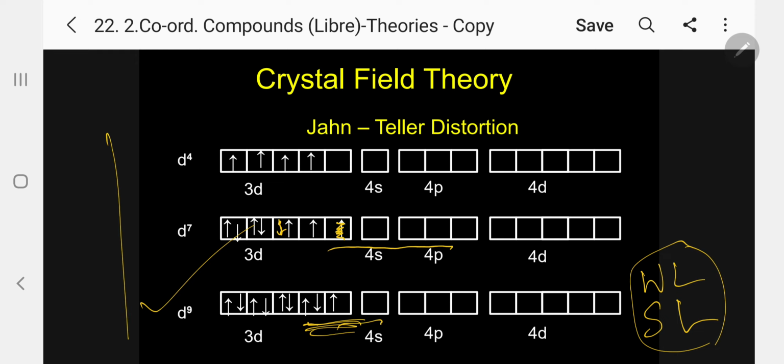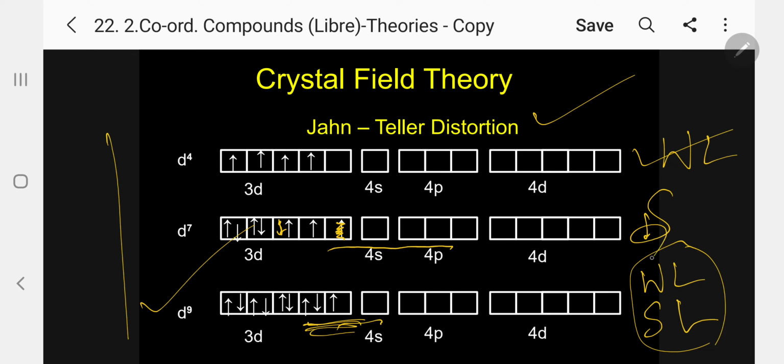Kindly follow. In the case of d4, according to Jahn-Teller distortion, please note, my dear students. Please note in your notebook. According to Jahn-Teller distortion, in the case of d4 configuration of the metal ions, only in the presence of weak ligand are we predicting the shape of the orbital, hybridization, paramagnetic character. So only weak ligand, it works.